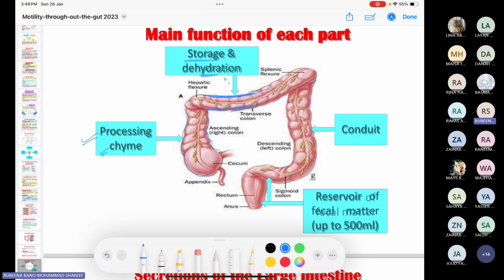Then this part is just like a passage for feces. And then again, the sigmoid colon is the reservoir for fecal matter, and it can accommodate up to 500 ml of feces, right?